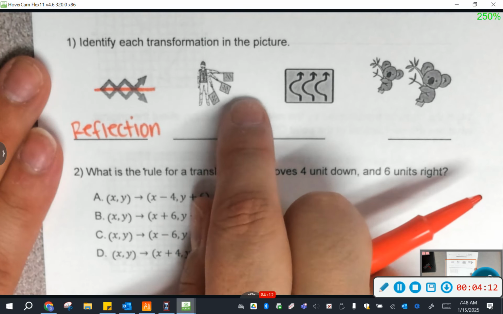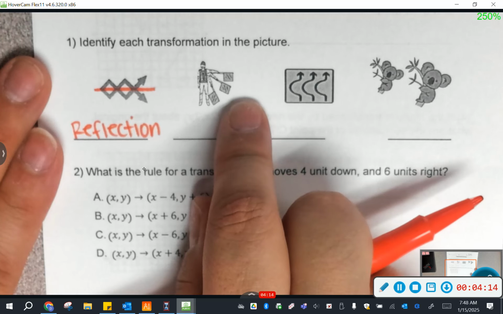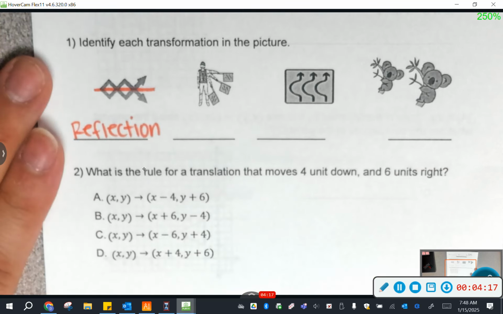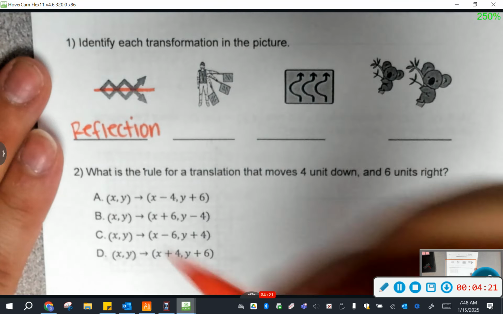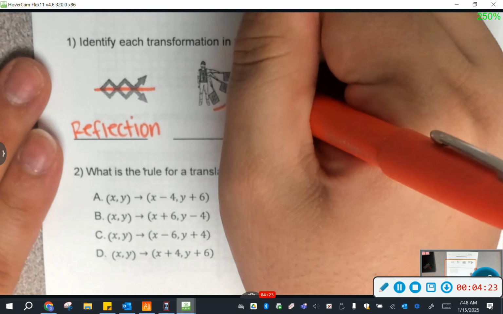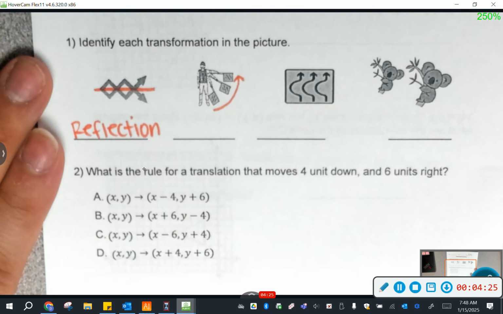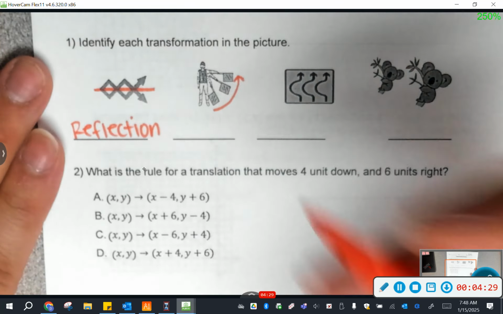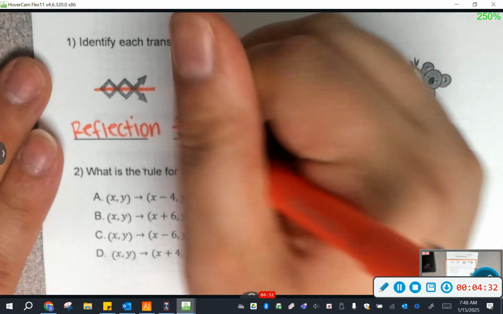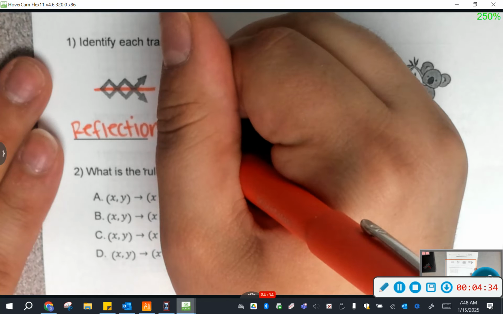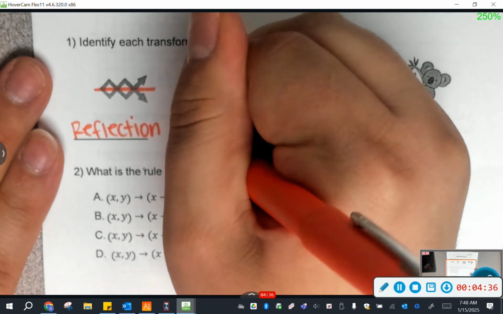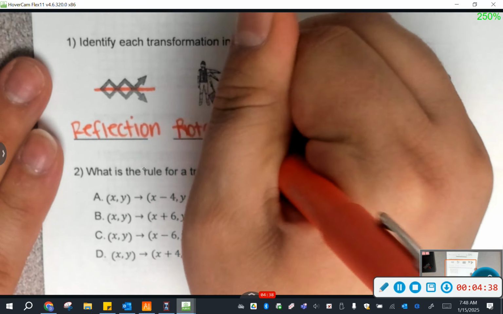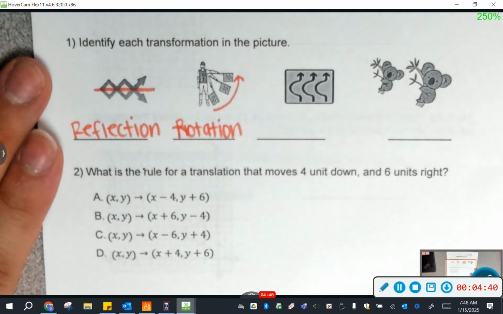What's this one? Is it translation or rotation? So it is sliding the flag, right? But what motion is this flag going in? A circular motion. If it's going in a circle, it is rotation. Because it's going in a circular motion, it's rotating.